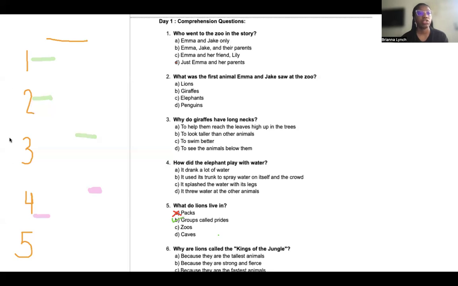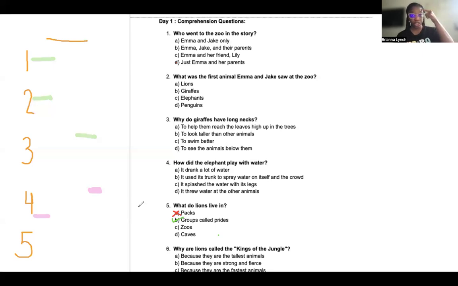Do they live in zoos? Now, see, this is why we have to go back and get our proof because they're trying to trick you. Obviously, these lions are living in the zoo. But this is not particularly what the question is asking you. This is what do lions live in when they're out in the wild, and what is that called? Emma tells us what it's called. She says it's called a group called prides, right? So that's why you have to go back and get that proof because they're trying to trick you.